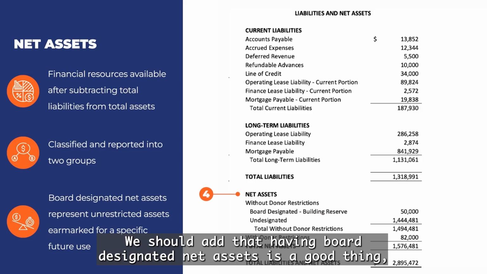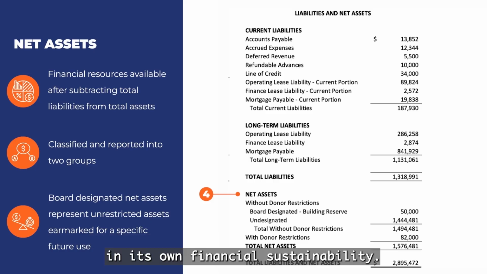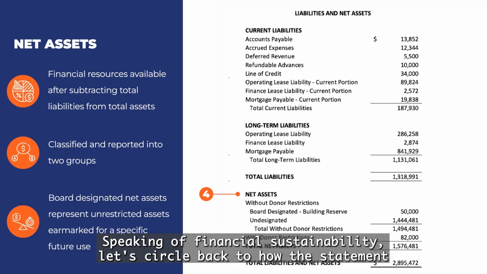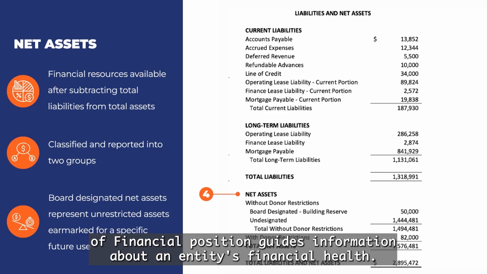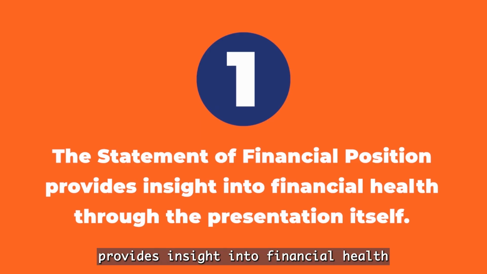We should add that having board-designated net assets is a good thing because it is an indication that a nonprofit is making an investment in its own financial sustainability. Speaking of financial sustainability, let's circle back to how the Statement of Financial Position provides information about an entity's financial health. The first way the Statement of Financial Position provides insight into financial health is simply in the presentation itself.